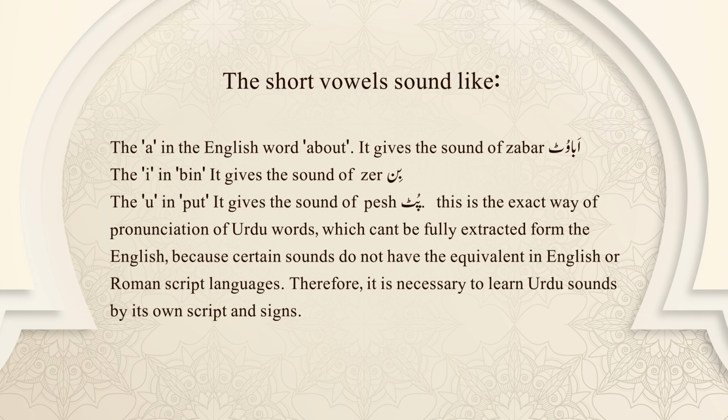And these three words help us to understand the clear concept of zabar, zair, pesh in Urdu. This is the exact way of pronunciation of Urdu words, which can't be fully extracted from English because certain sounds do not have an equivalent in English or Roman script languages. Therefore, it is necessary to learn Urdu sounds by its own script and signs, and then you will be able to pronounce them exactly.